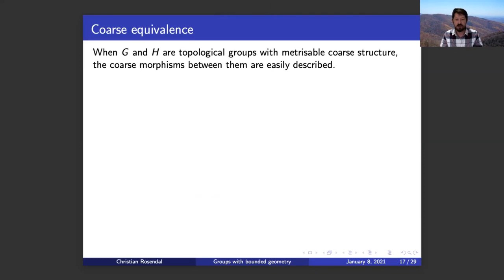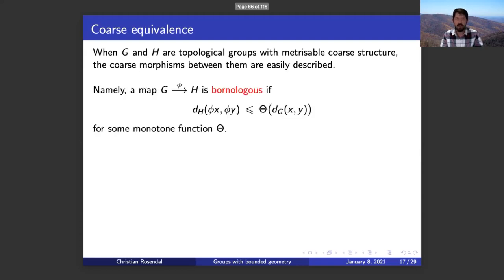And in fact, now we have some structure, and I say it's a core structure, but in order to understand any structure, you also need to know what the morphisms associated with the structure are. In the case of groups with the metrizable core structure, the core morphisms are easily described. Namely, if you have a map from one group to the other, then it's a morphism in the core category, or what is termed a Bernoulli-coarse map, if the distance between two images with respect to the metric inducing the core structure on H is bounded by some function of the distance between the pre-images in G. For some monotone function theta, this inequality holds for all x and y.